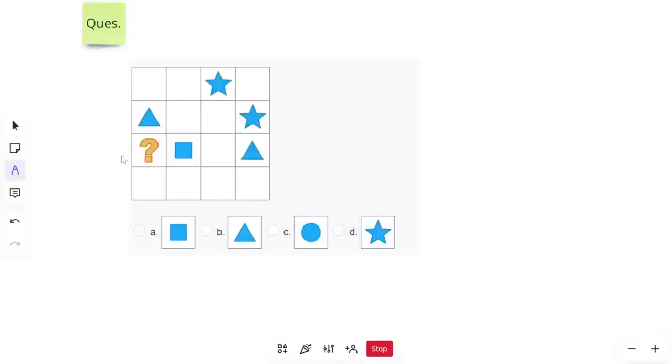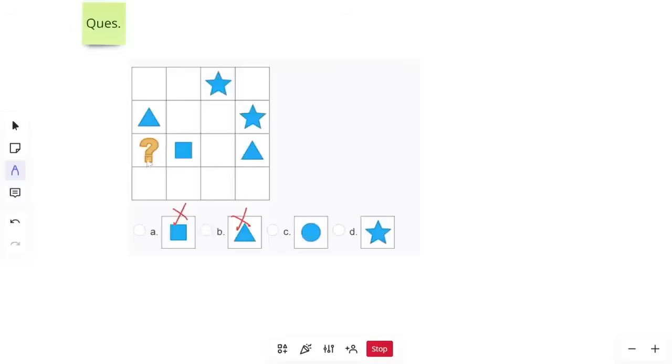Let's look at this question. We have question mark in the third row. Here we have to tell, out of the given options, which will come in the place of question mark. See, first of all, triangle cannot come here because triangle is already there once in this column. So we have removed triangle as a possibility. Then we have square. So square also cannot come here because square is also there in the same row, right? So now we are only left with circle and star.